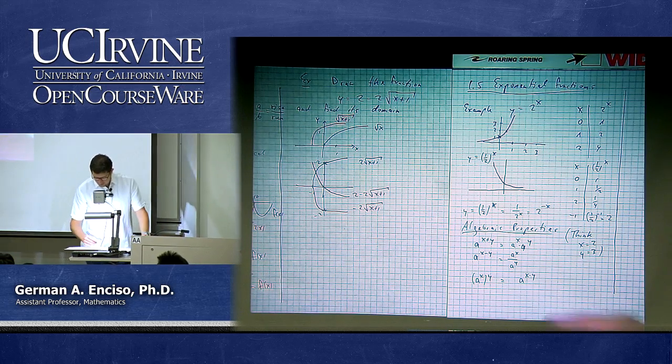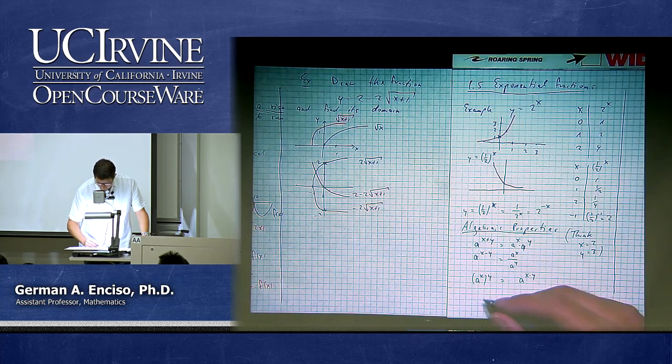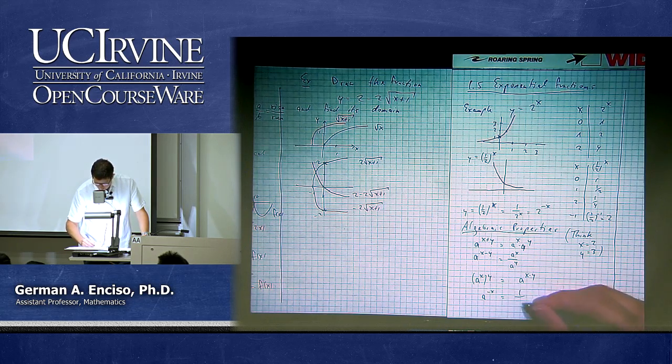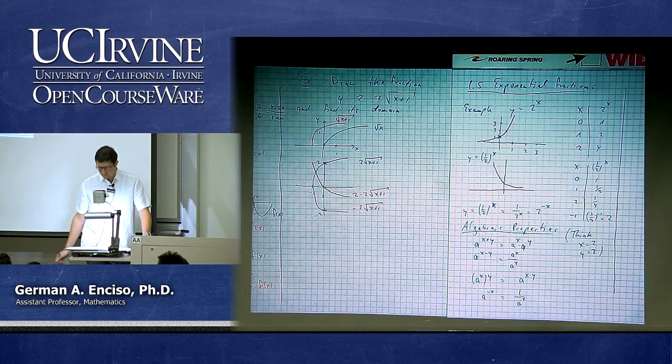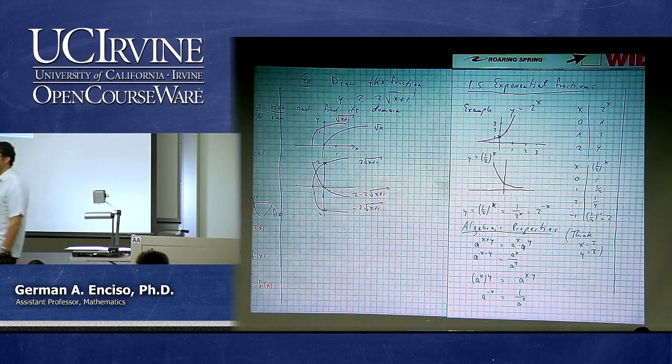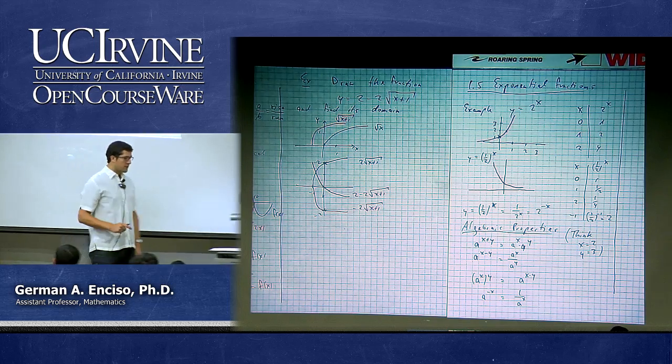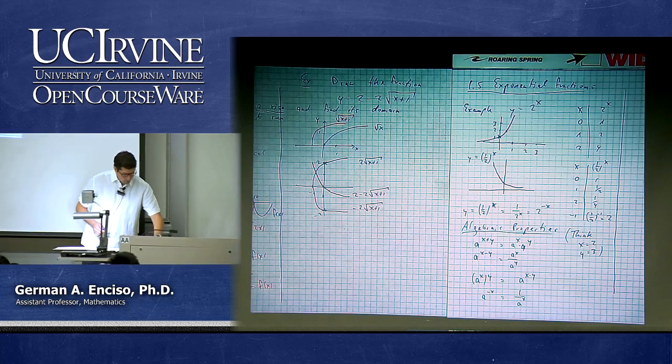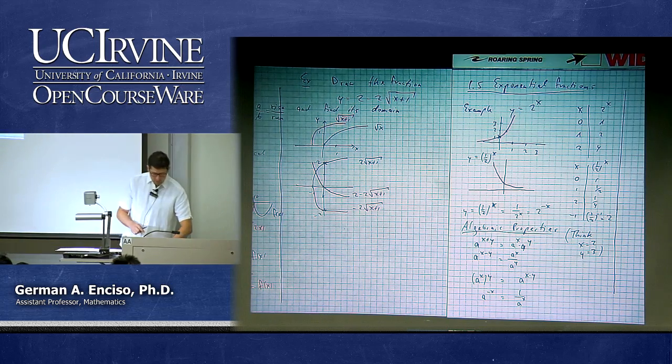And finally, in general, as I just used over there, a to the minus x is equal to 1 over a to the x. Okay, these are all formulas you already probably know. Let me do an example of this.